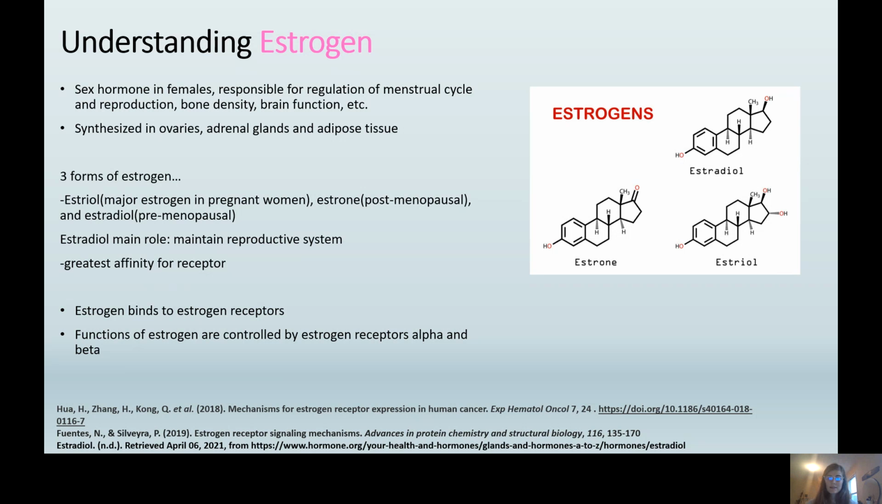So estradiol has a main role in maintaining the reproductive system, and it has the greatest affinity for the estrogen alpha receptor. Estrogen is the hormone that binds to the estrogen receptors, and the major functions of estrogen are controlled by estrogen receptors, alpha and beta. So there are two subtypes, and that will be discussed in the next slide.